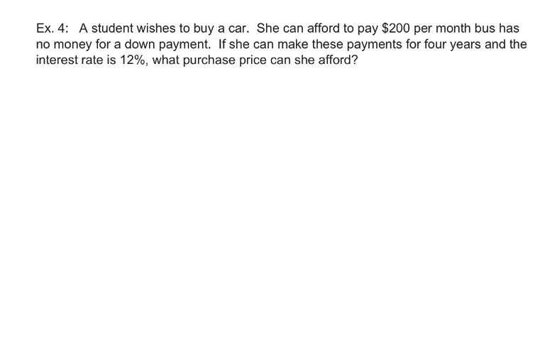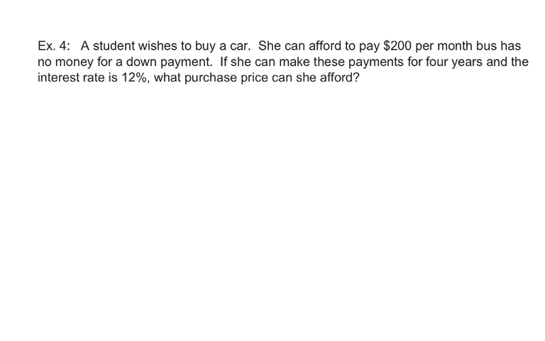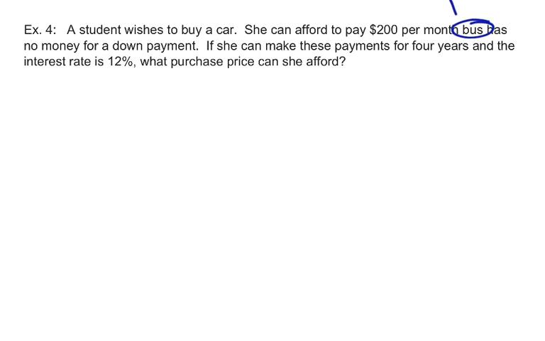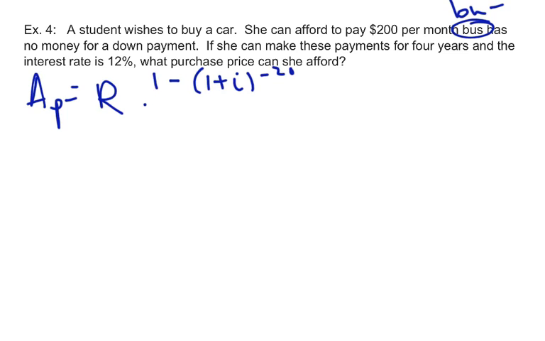Next, a student wishes to buy a car. She can afford to pay $200 a month, but has no money for a down payment. If she can make these payments for 4 years and the interest rate is 12%, what purchase price can she afford? Well, remember, we're paying this down, so we're going to use this formula. Anytime we're paying something down, that's a negative n. We want to use the formula that has the negative n in it. We want to find out what her purchase price is.